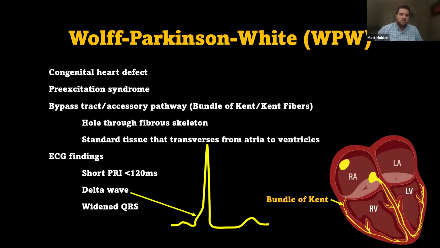associated with? Some of the findings you're going to get are a short PR interval, which is less than 120 milliseconds, something called a delta wave, which is essentially a slurring from the P to the QRS right here, just outward slurring. And you're going to have a little bit of a widened QRS because of that slur.